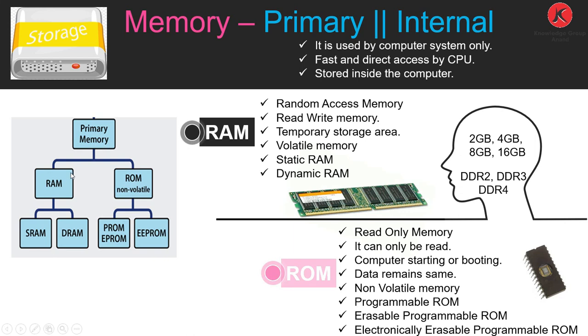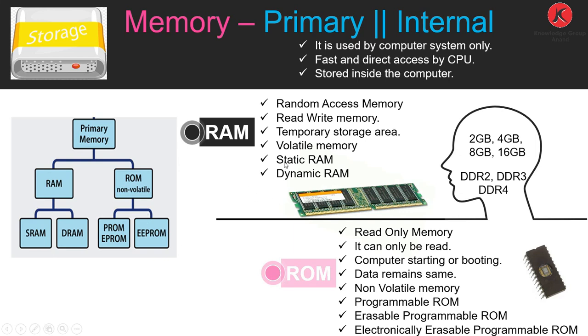Now you can see primary memory has two types: RAM and ROM. So first, RAM means random access memory. It is a read and write memory. It is temporary storage because when we start the computer, the system needs some supporting memory. So this memory is given by the RAM. But when we restart or shut down the computer, whatever information is stored inside the RAM will be automatically erased, so it is called a temporary storage area. Again, it is volatile memory.